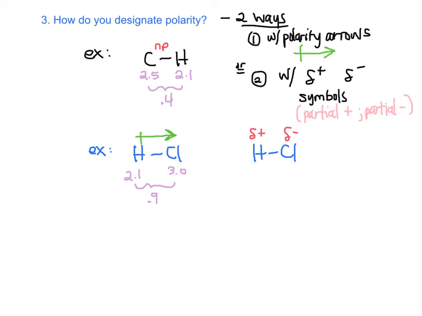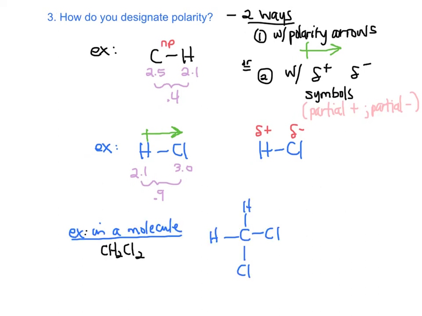So just know that I will make you know both polarity arrows and the partial positive, partial negative symbols. You should be able to use either one, and then of course on a test, if I were to ask you to designate whether or not a bond was polar, I would expect you to use either one of these and pick the one you like the best. I personally like the arrow because it's more visual, but that's just me.